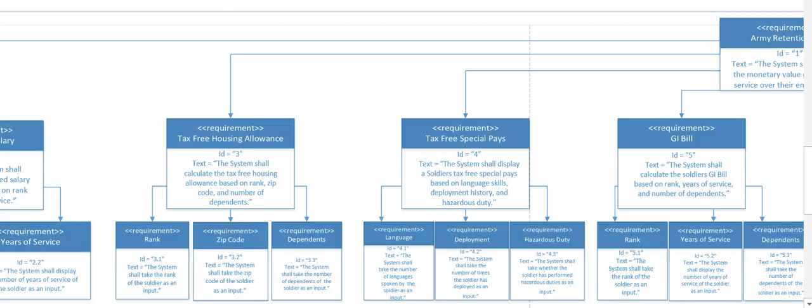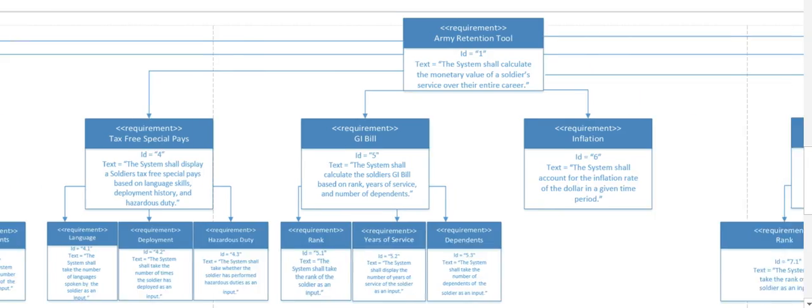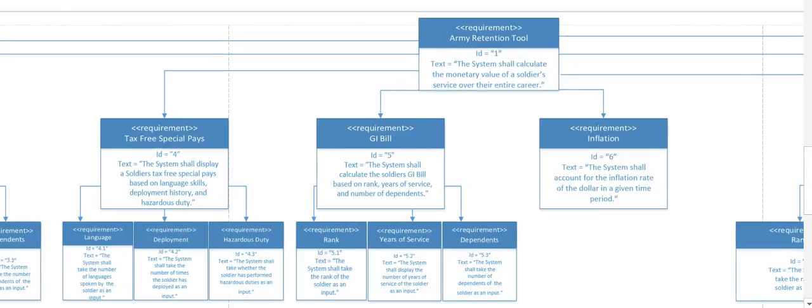For rank, the system shall take the rank of the soldier as an input. For the second sub-requirement, zip code, the system shall take the zip code of the soldier. For the third sub-requirement, the system shall take the number of dependents of the soldier as an input. The next requirement of this diagram is tax-free special pays.